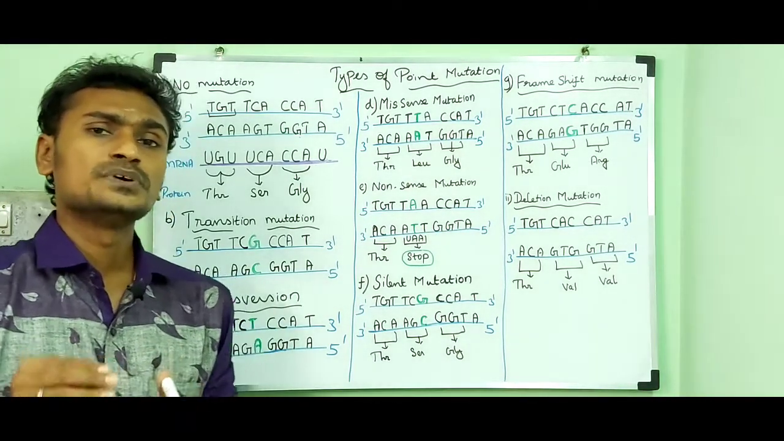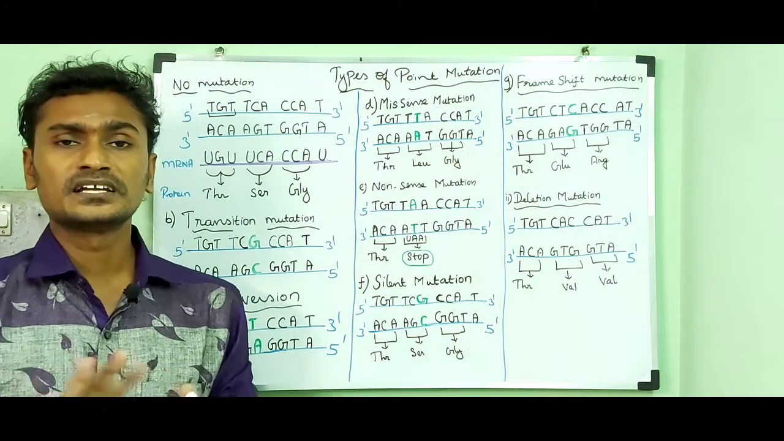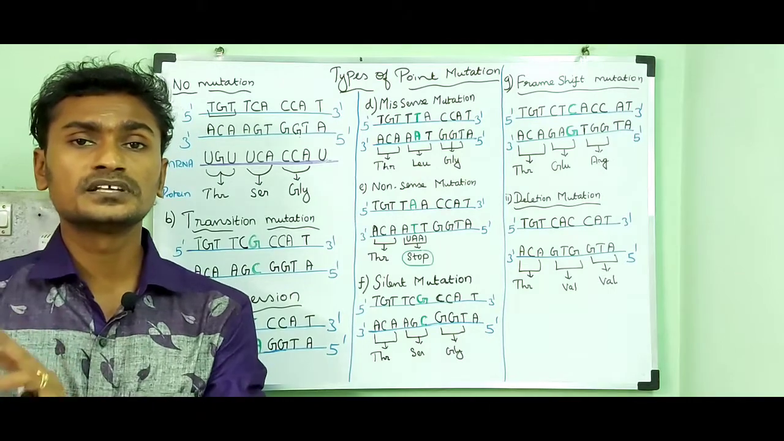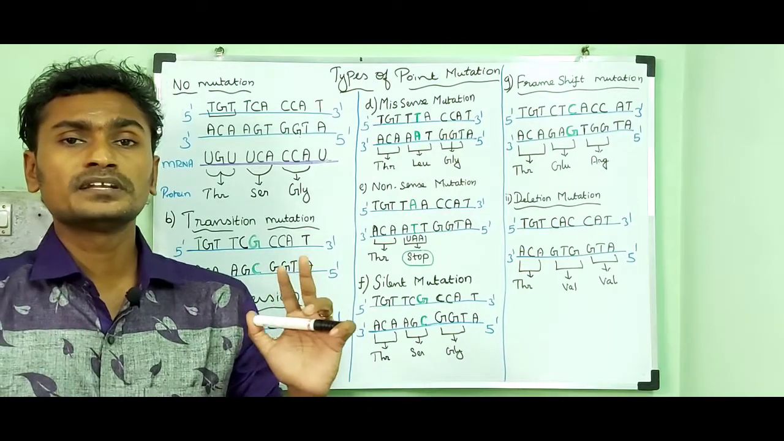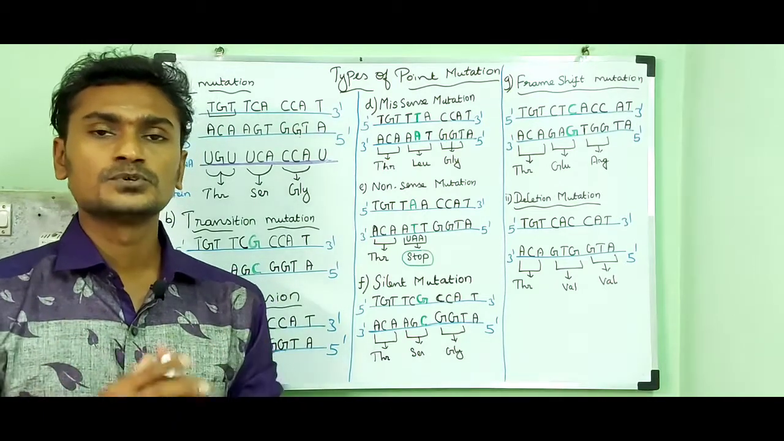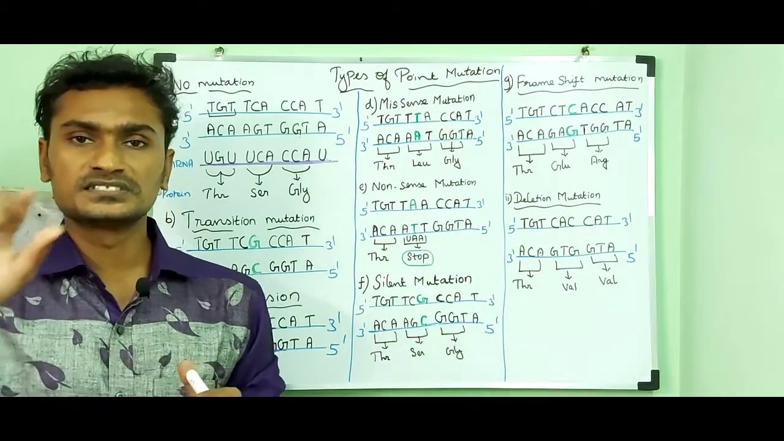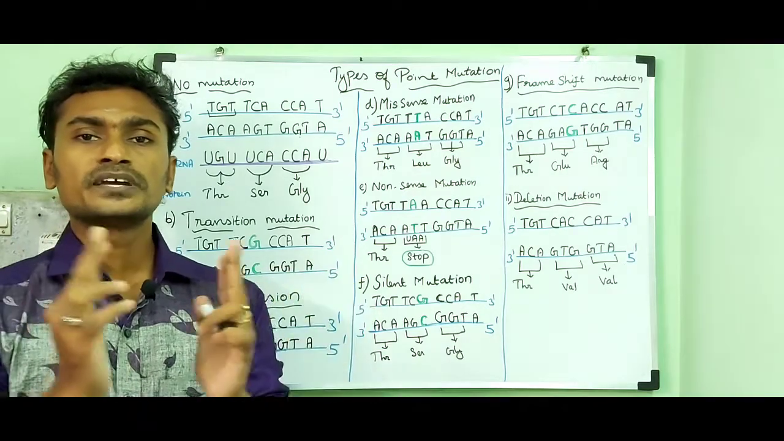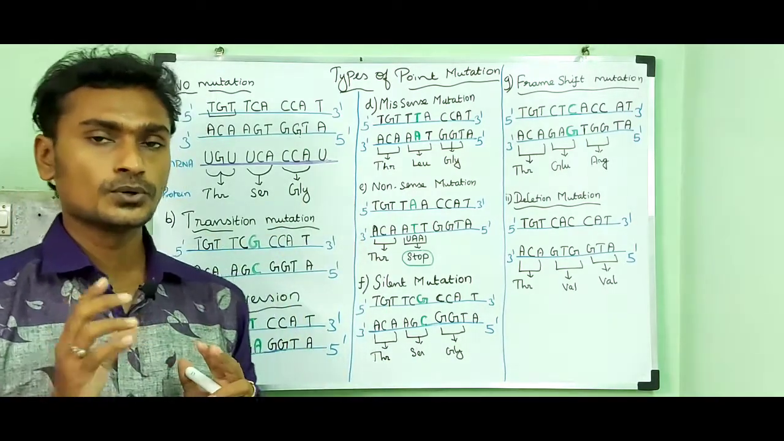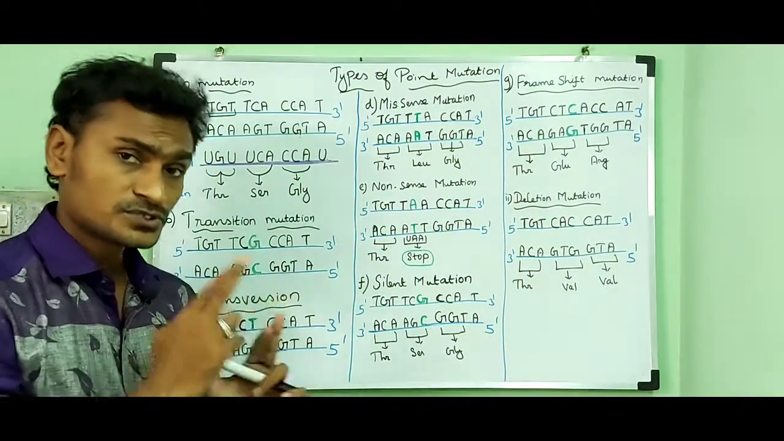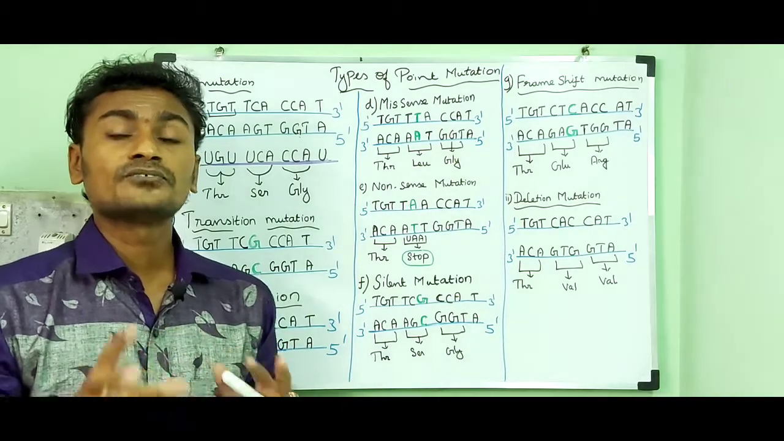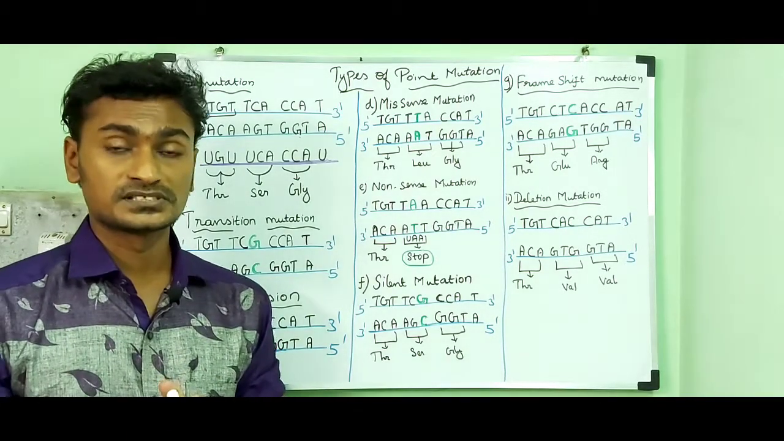Then base addition or deletion, that means addition of a base pair in a nucleotide or a deletion of a base pair in that nucleotide. So they are combinedly called indel mutation. Indel mutation means insertion plus deletion. So this substitution mutation and that indel mutation can affect the translation process.